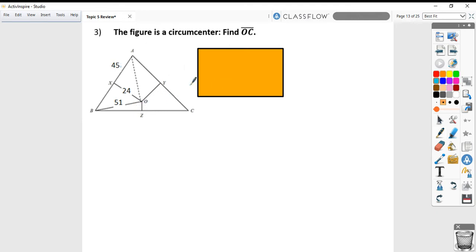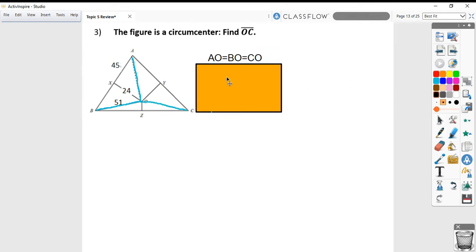The circumcenter, it tells us on your cheat sheet, is equidistant from every vertex. So that means this distance from B to O, and this distance from A to O, and this distance from C to O are all exactly the same. All those lines that I just drew are all the same distance.